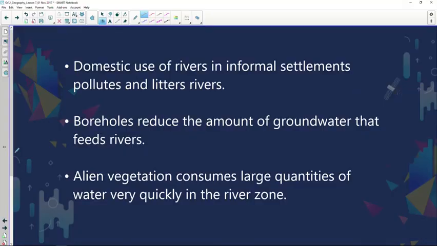Now, very importantly, not only are the companies guilty of polluting the rivers, but also domestic use. Now, unfortunately, in many informal settlements, because they lack the basic needs and services, they rely on these rivers to wash their daily clothing, etc. So it's up to the government to provide these communities with basic needs and services so they don't need to pollute our river systems any further.